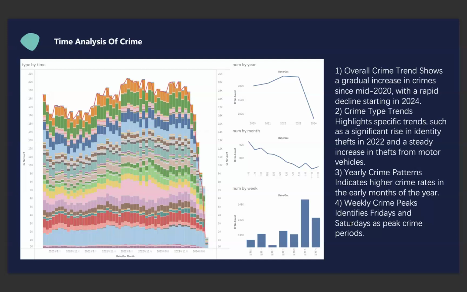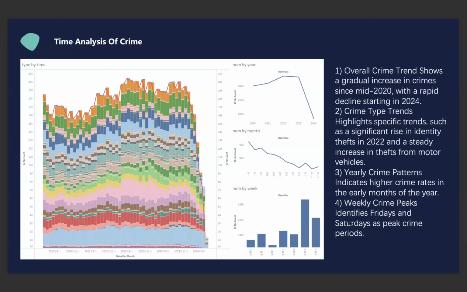On the right side of the dashboard, we have a trend chart that confirms those observations on a yearly basis. This chart shows how crime rates fluctuate through the year. One key insight is that crime rates tend to be higher in the early months of the year. This seasonal pattern can help in planning and deploying resources more effectively during these peak times.